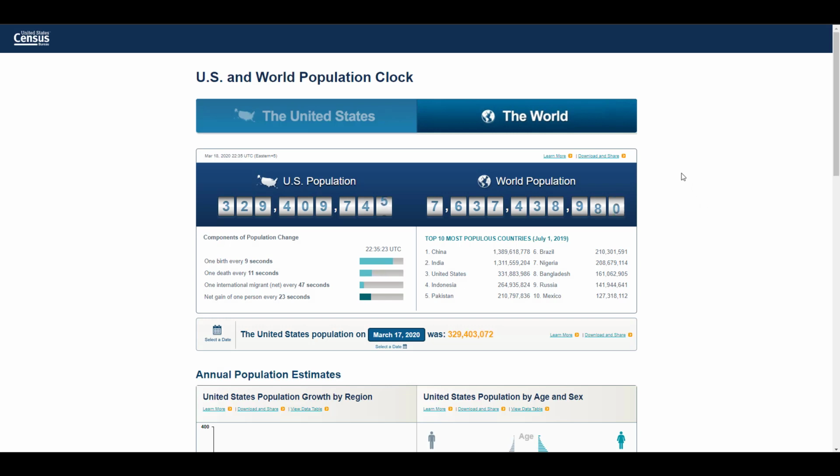So the official U.S. population by the U.S. Census Bureau is 329,409,746. So this is the US population value that we'll use, and we'll divide our official currency estimate by this number.